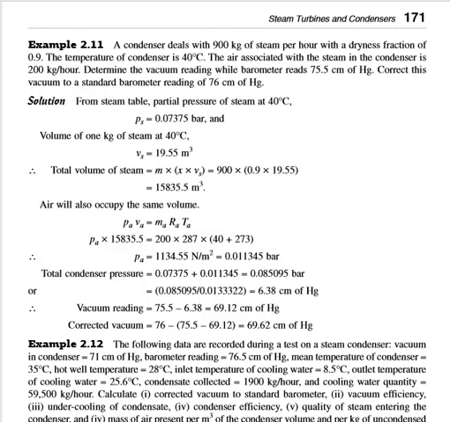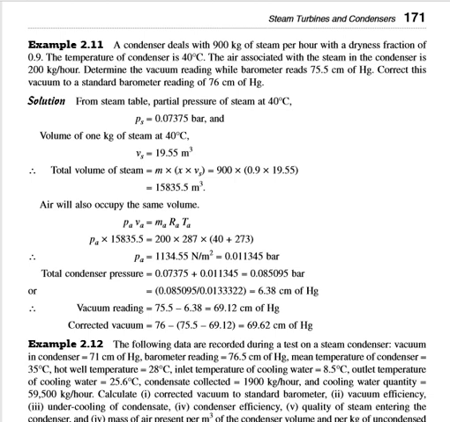Then go to the next numerical, the third one, again based on the condenser. A condenser deals with 900 kg of steam per hour with a dryness fraction of 0.9. The temperature of the condenser is 40 degrees Celsius. The air associated with the steam in the condenser is 200 kg per hour. Determine the vacuum reading while the barometer reads 75.5 centimeter of Hg. Correct this vacuum to a standard barometer reading of 76 centimeter of Hg.